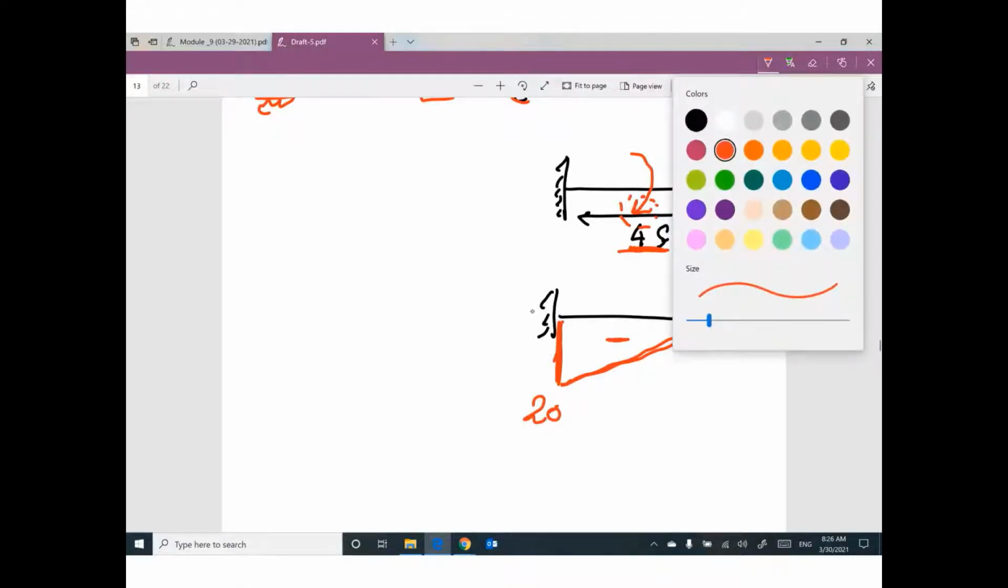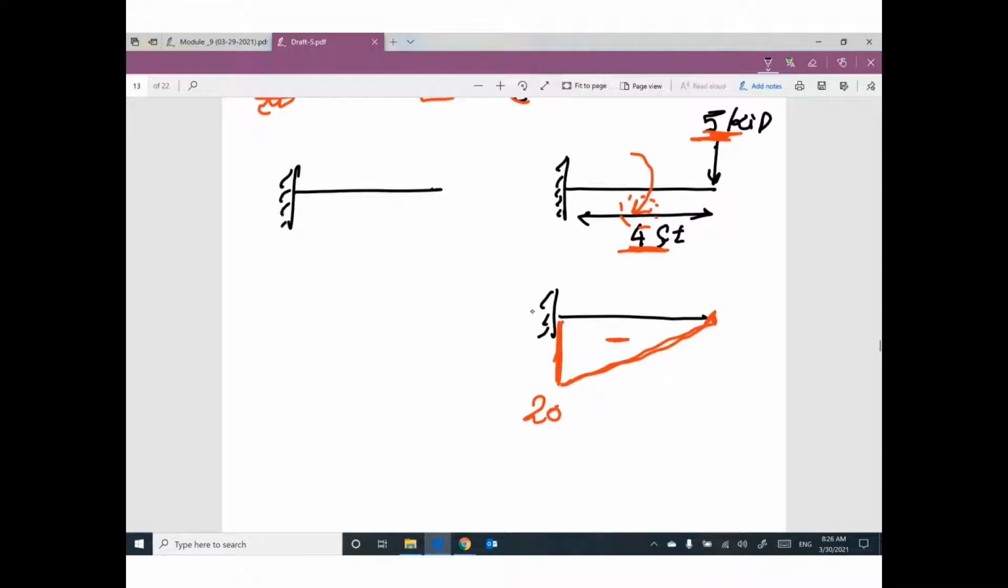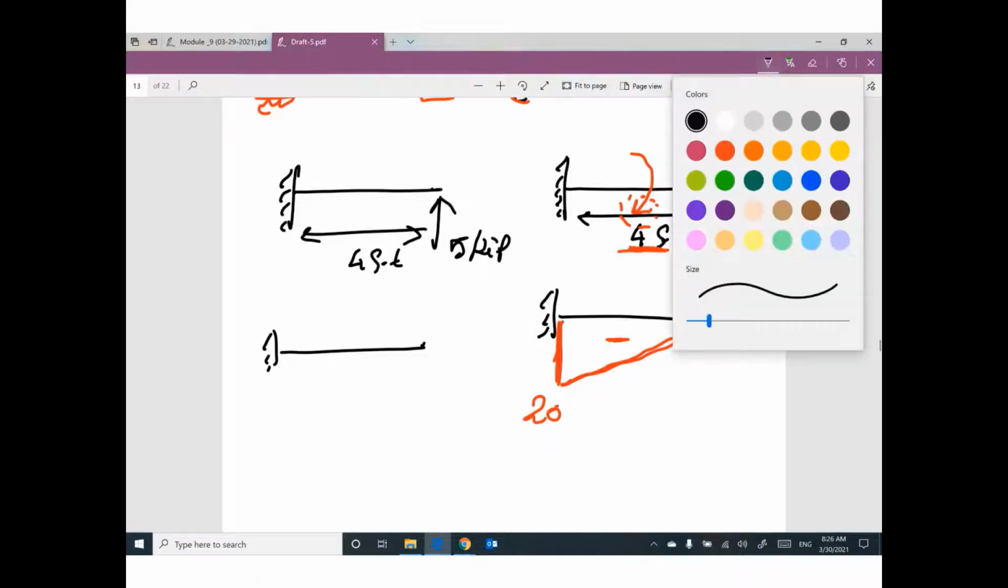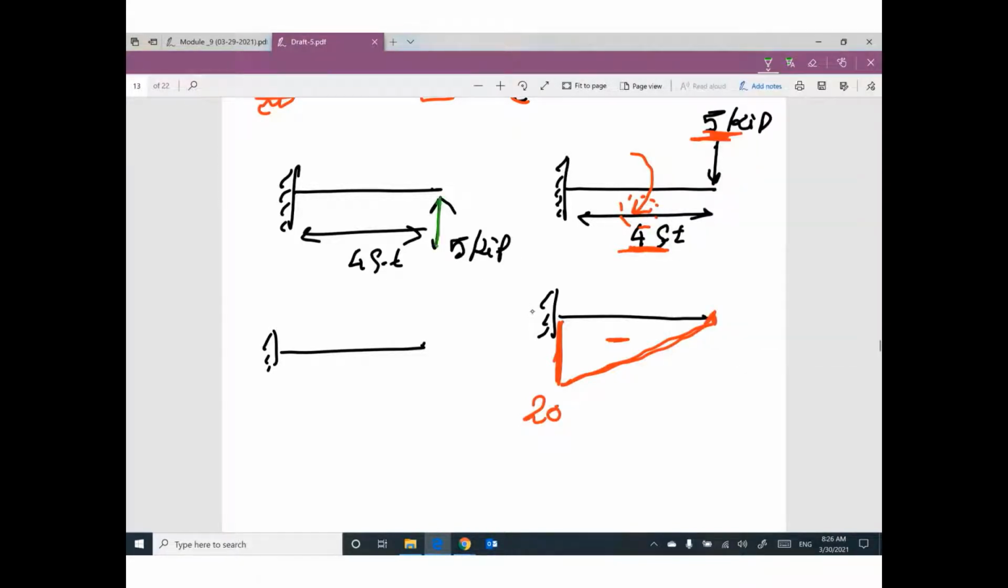That means if you have a concentrated load like this, 5 kip, and this distance equals 4 feet, the bending moment diagram will be, keep in your mind, this load times this distance would like to rotate like this. So the head of the arrow is up. Your value here will be up. 5 times 4 is 20. Your triangle will be like this. That makes sense? I think.